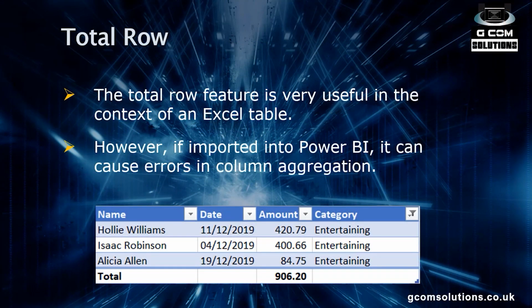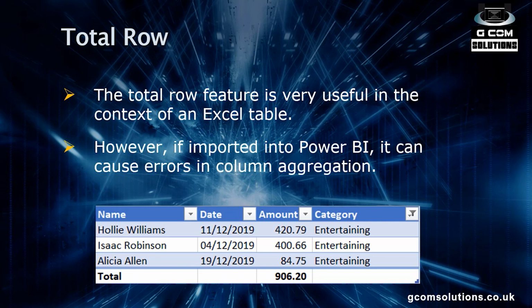Microsoft Excel has a feature called a total row, which can be used in conjunction with tables. It aggregates any of the columns within the table, and the aggregations returned are context sensitive. Thus, if you filter the table, the aggregations will update to reflect the currently visible rows only. For this reason, it's quite a popular feature.